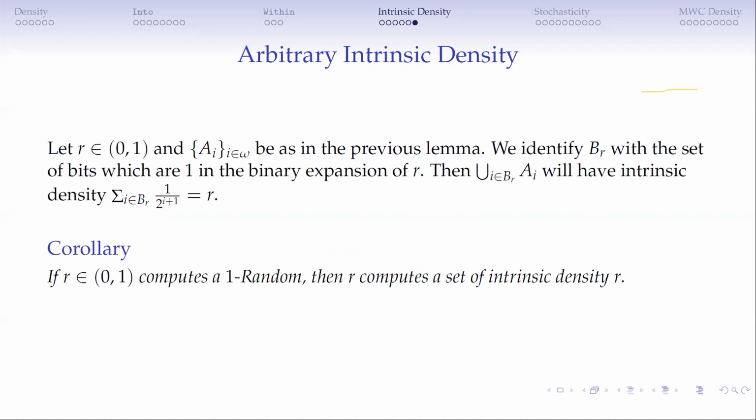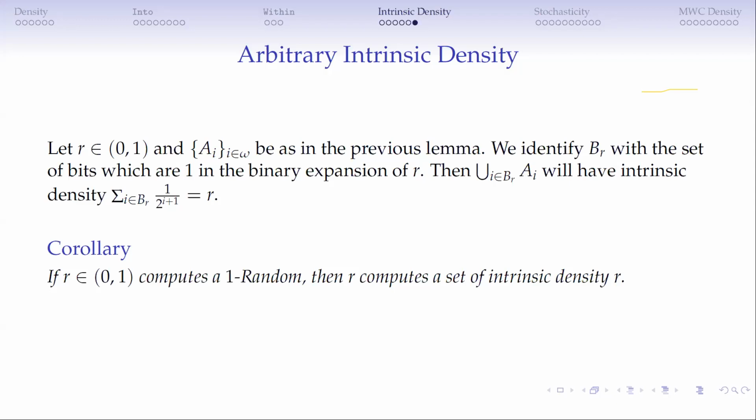Okay, so once we have that, we have this corollary that if you have some element R of the unit interval, then with that number R and any arbitrary 1-random X, you can compute a set of intrinsic density R. So all you do is you take the set of ones in the binary expansion of R, and you add up the A_i's that we just defined along that set, and that has to have intrinsic density R. So a little corollary of this is that if R computes a 1-random, then R computes a set of intrinsic density R.